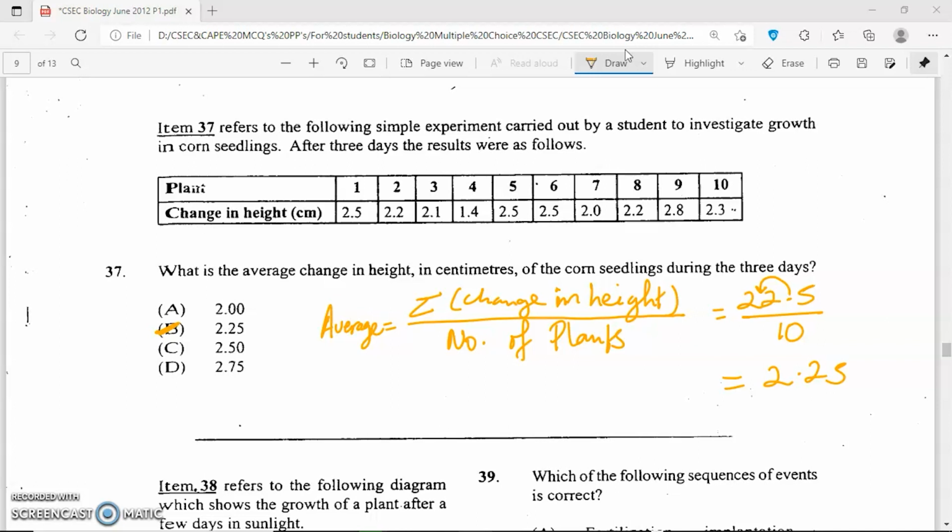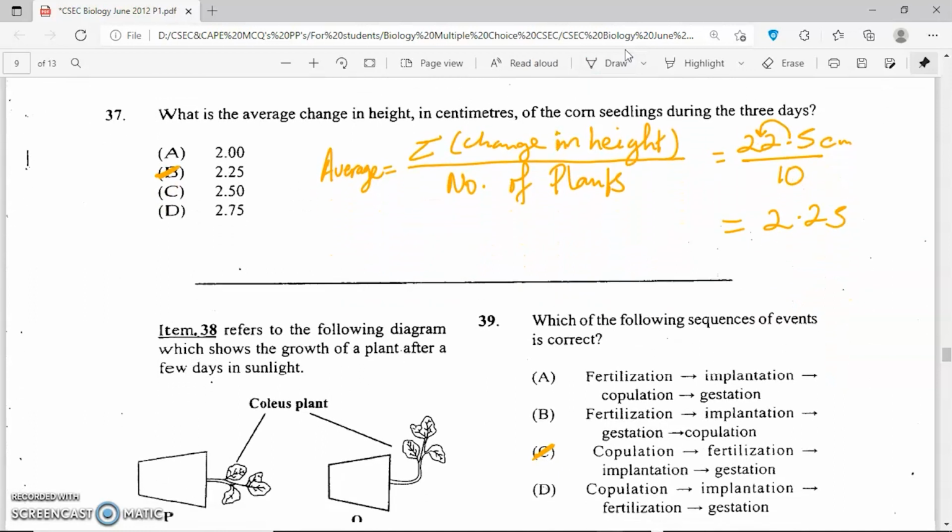and you have to take the height of each of them and add them together. So the sum of the change in height in centimeters is 22.5 centimeters, and then there are 10 seedlings, so 22.5 divided by 10 would give you 2.25. Just move the point one place to the left because you're dividing by 10. Good, so your answer is 2.25 centimeters. So the answer for 37 is B. 2.25.